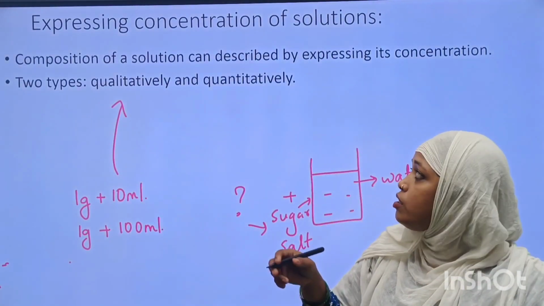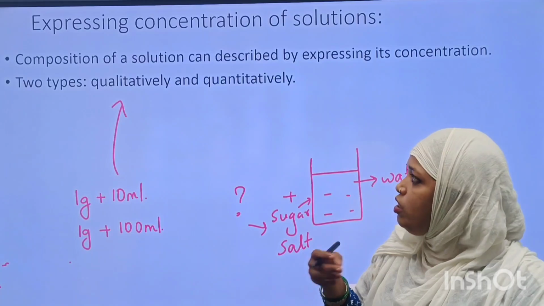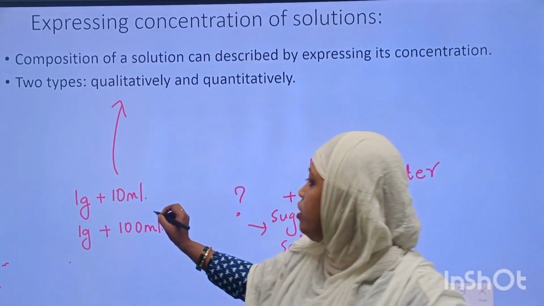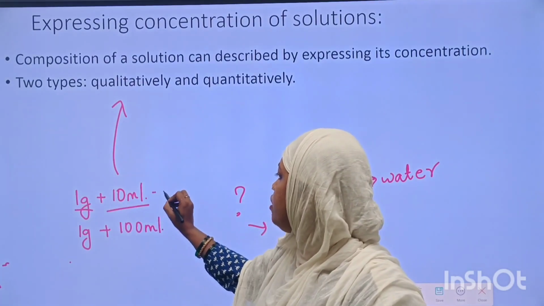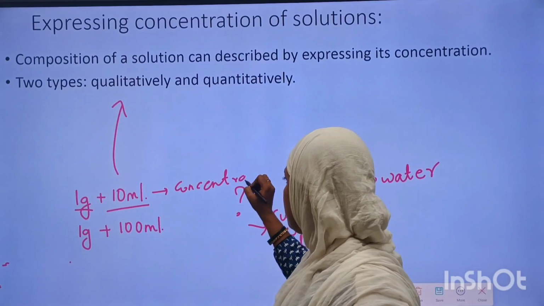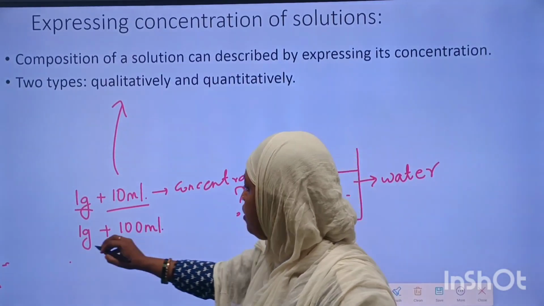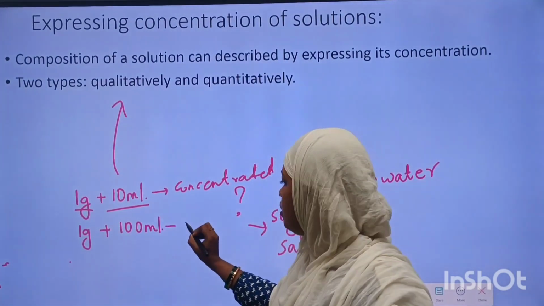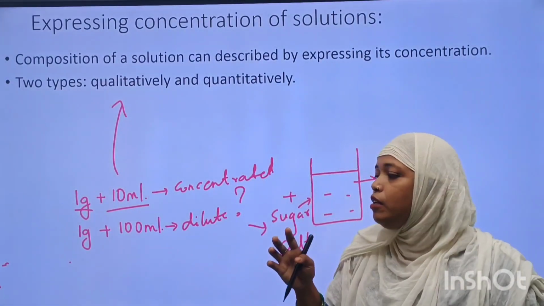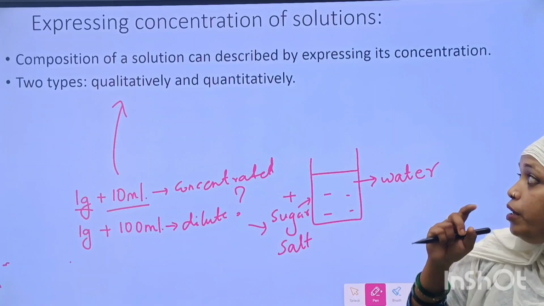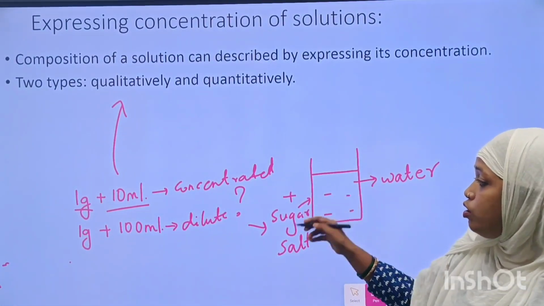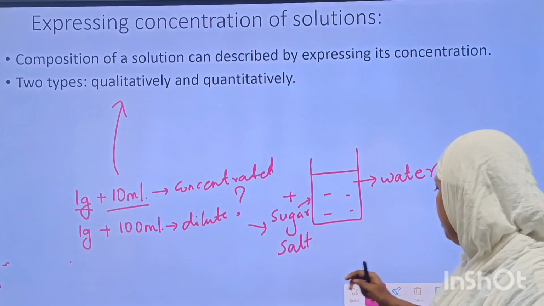I am trying to explain what the quantitative property is. Qualitative will tell us if the solution is dilute or concentrated. See over here, 1 gram in 10 ml is somewhat concentrated, but 1 gram in 100 ml is dilute. So in the qualitative property, I will know it is either concentrated or dilute. But in the quantitative property, I will know exactly how much of a solute is present in a particular solution.